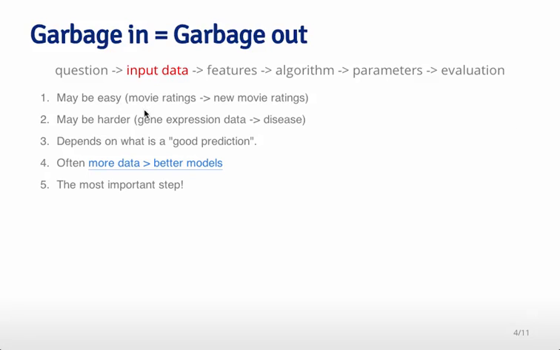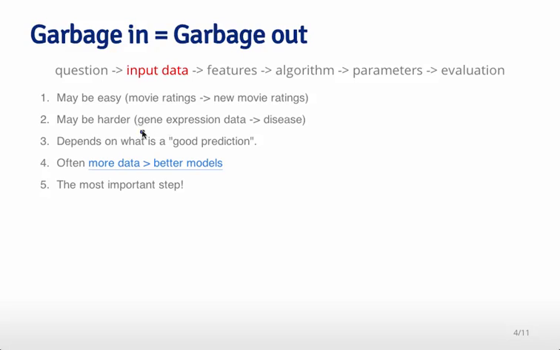In general, the easiest thing to predict is when you have data on the exact same thing that you're trying to predict. In other words, in the Netflix prize, they were trying to predict new movie ratings, how people would rate movies. And they were trying to make that prediction on the basis of old movie ratings. And so that's a very direct relationship. You can imagine how old movie ratings would be governed by a similar process as the new movie ratings.